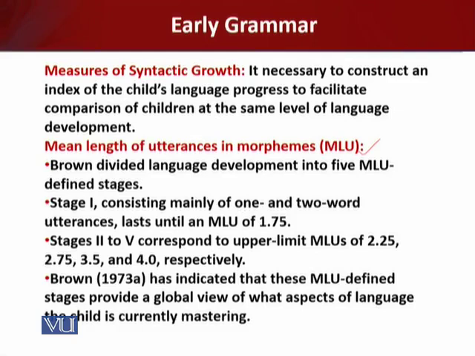Brown has indicated that these MLU-defined stages provide a global view of what aspects of language the child is currently mastering. Children at stage 1 are putting words together. At stage 2, they are learning to modulate the meaning of their utterances with the help of grammatical morphemes. Stages 3 and 4 are devoted to learning more complex constructions such as questions and negatives. Most research into children's grammatical development has focused on Brown's first 2 stages.